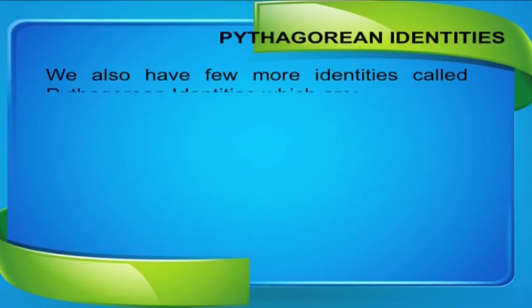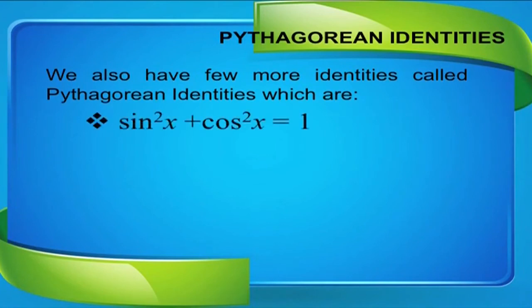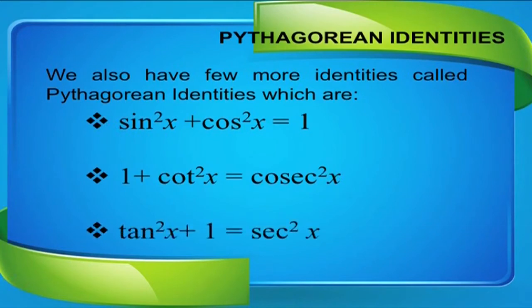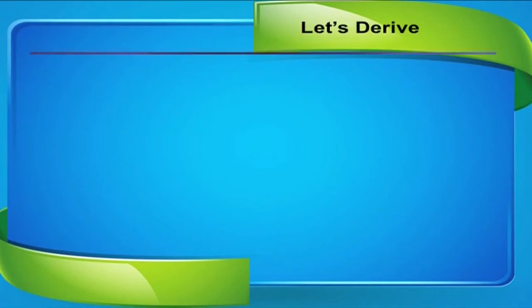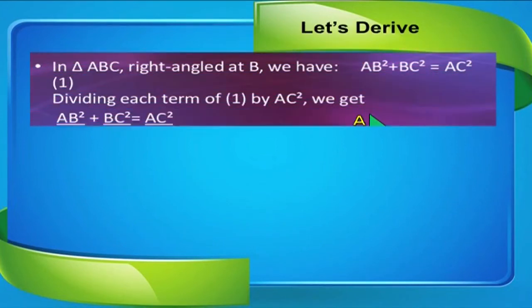We also have Pythagorean identities such as sin square x plus cos square x is equal to 1, 1 plus cot square x is equal to cosec square x, tan square x plus 1 is equal to sec square x. Let us derive the identities.